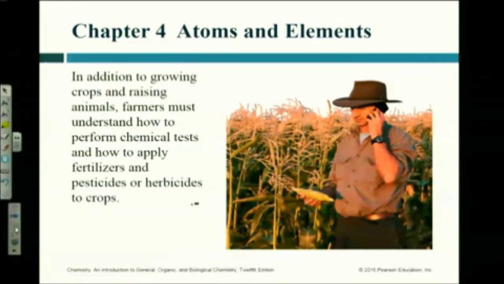Right. The chapter starts off with a picture of a farmer. What the heck does a farmer know about chemistry? You might know any farmer? He knows what's in his soil, doesn't he? He knows about nitrogen and phosphorus and potassium and pesticides and herbicides. He knows how to calculate dosages. He can do dimensional analysis in his head. Right? Because he has to know exactly how much fertilizer or how much pesticide to use, right?